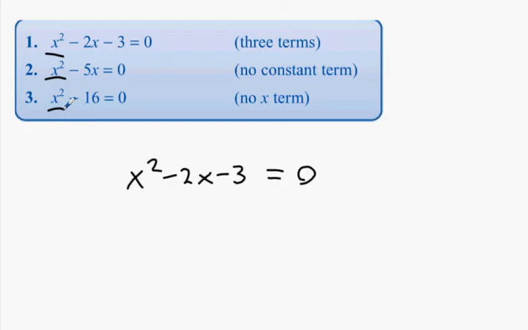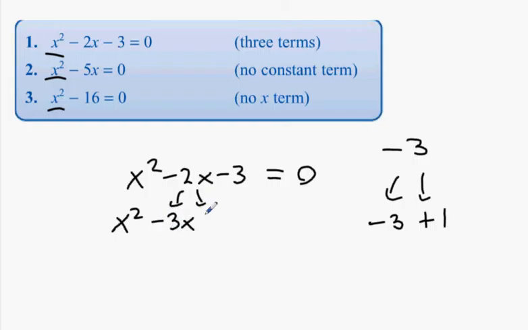Now, how do I do this? What's the reference number? Minus 3. I'm going to do this the long way this time. What 2 numbers multiply together to give you minus 3, but will add together to give you minus 2? Minus 3 and plus 1. I'm going to show you the long way of doing this one. X squared, what do I change this into? Minus 3x plus 1x minus 3 equals 0. What can you factorize out the first 2?